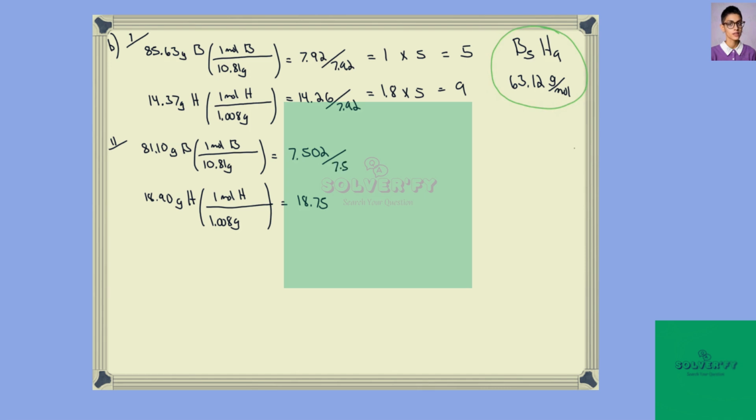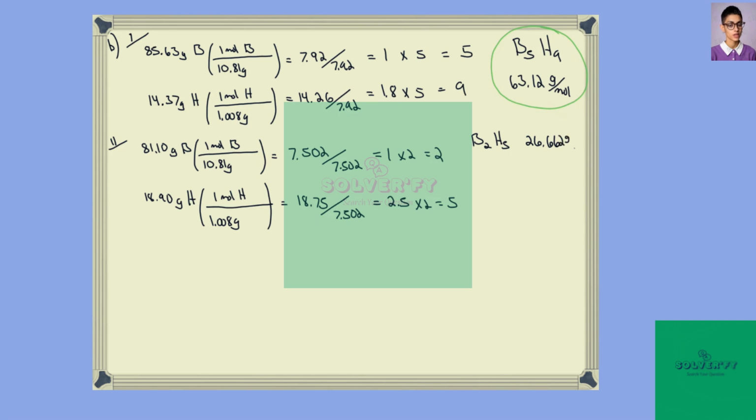We'll divide by the smallest in an attempt to get whole numbers, and we get 1 and 2.5. So if we multiply both of them by 2, then we have 2 moles of boron for every 5 moles of hydrogen, giving us an empirical formula of B2H5, which has an empirical formula molar mass of 26.6.